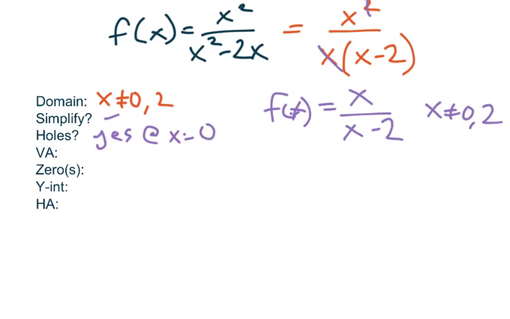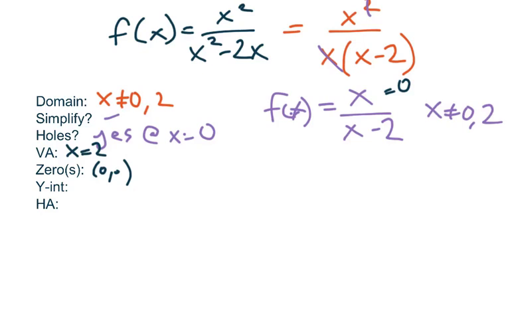Continuing, we find our vertical asymptote by using our simplified function and setting the denominator equal to 0. So our vertical asymptote is at x equals 2. Now to find the zeros, you would set the numerator equal to 0. If I set my numerator equal to 0, I find that x equals 0. So that is the point (0, 0).